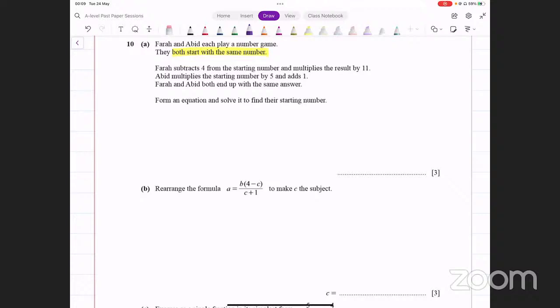Let's say that the starting number is x. So what is Farah doing? She's subtracting 4 from the starting number and then multiplies the result by 11. So this whole result, she multiplies by 11. What is Abid doing? He multiplies the number by 5, that's 5 times x, and then adds 1, so 5x plus 1.